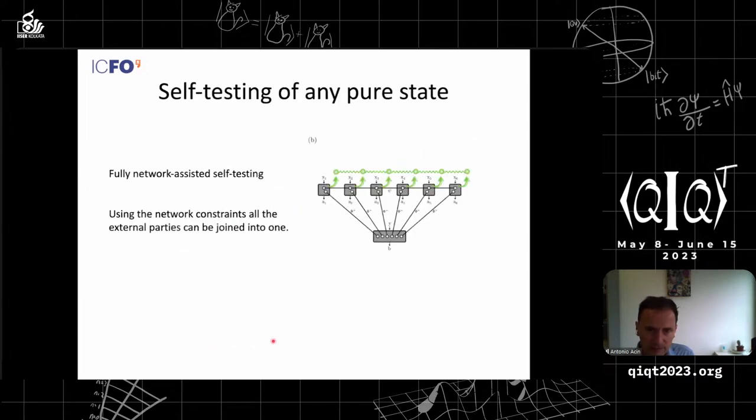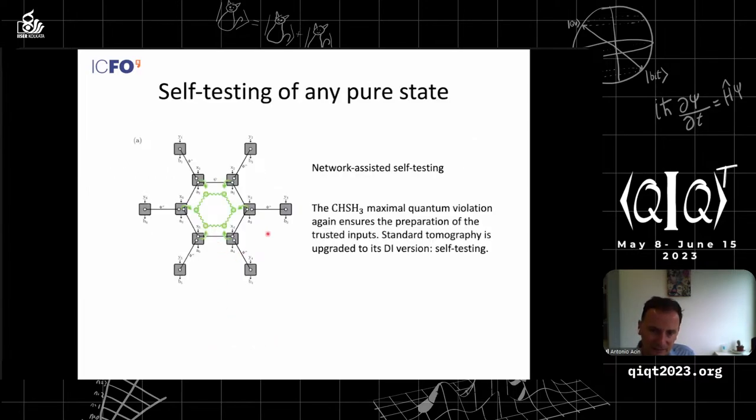And you can prove, I don't have time here, that if you can generate some statistics in this network that self-tests the presence of your target state in the middle of the network. Okay, details can be found in the paper. So somehow we solve the problem of self-testing when exploiting network geometries.